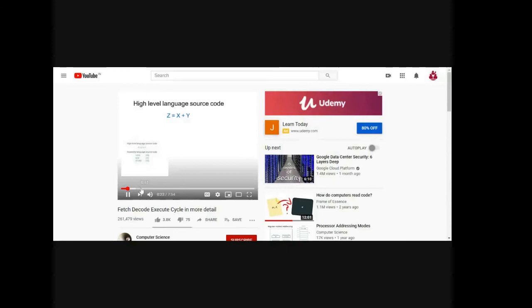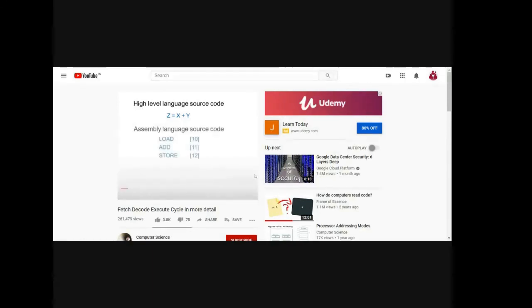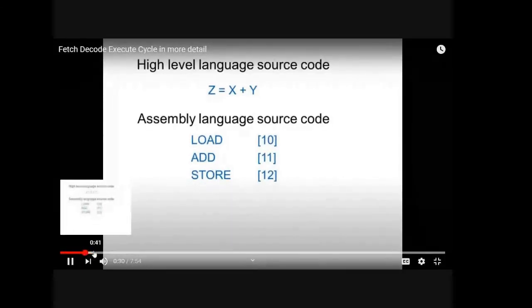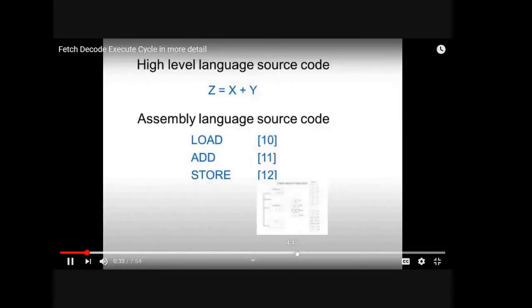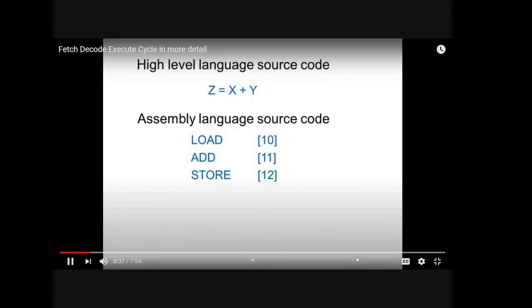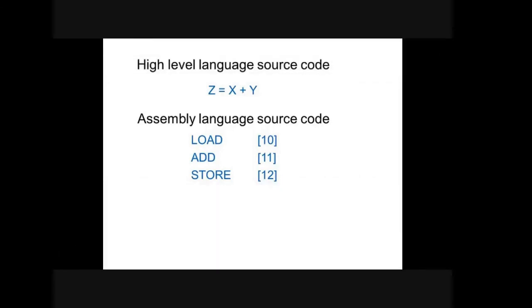Y and store the result in Z. If I was going to write something similar in an assembly language, I would need more commands. I need to think about the accumulator. So what we're saying here is load the contents of memory location 10 into the accumulator, add the contents of memory location 11 to whatever's in the accumulator, and then store whatever's in the accumulator back into location 12.